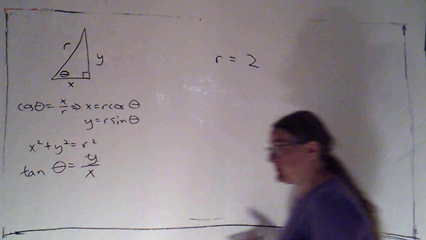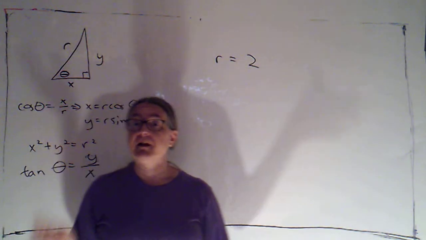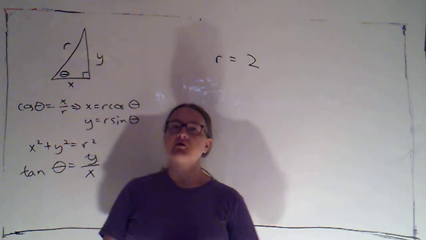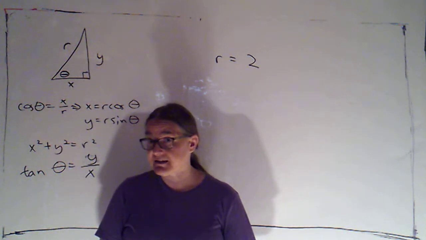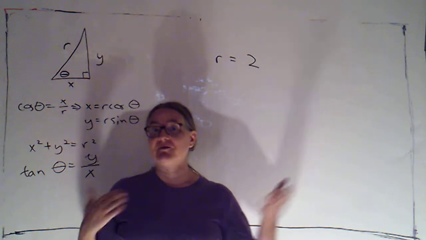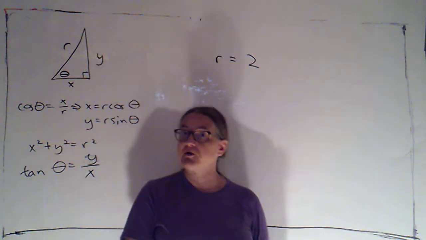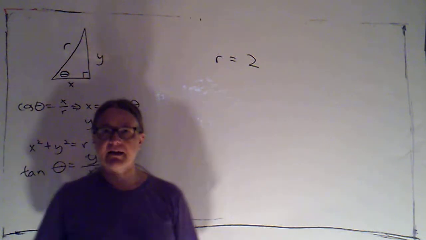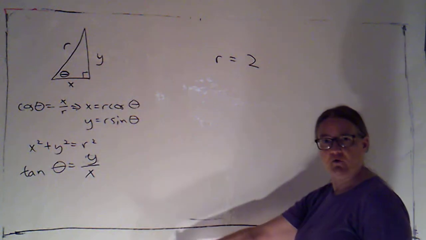Now, one way I could do this is just say, oh, I know that graph. That's a circle of radius 2 centered at the origin. I know how to describe that in rectangular coordinates. That should just be x squared plus y squared equals 2 squared, which is 4. But I want to see how we could do it more algebraically, trying to use these conversion formulas.